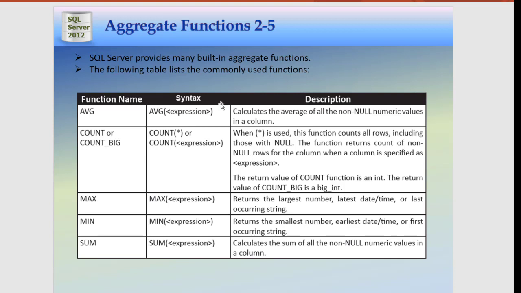Max basically gives us the largest number, latest date or time, or the last occurring string, while minimum basically does the opposite. That is, it gives us the least number or the smallest number, the earliest date or time, or first occurring string. The sum function, basically we are totaling, and it calculates the sum of all non-null numeric values in a column.